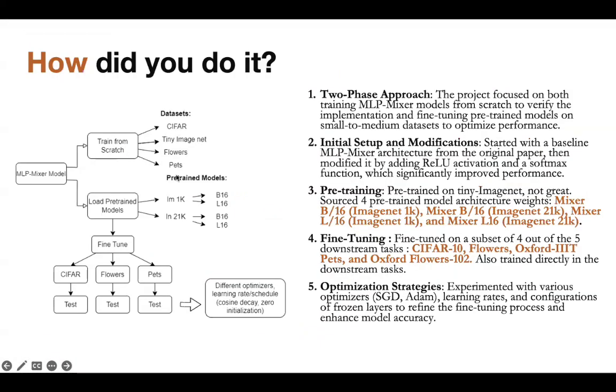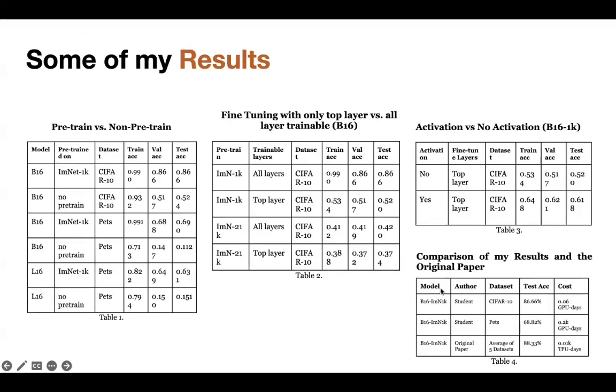How did I structure my project? I trained from scratch on CIFAR 10, 100, then Tiny ImageNet, Flowers, and Pets. And then I load pre-trained weights for ImageNet 1K, 21K for B16 and L16 models, and then fine-tune on all the downstream tasks. I also use a bunch of optimization strategies and learning rate schedules.